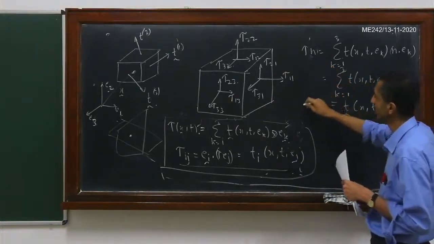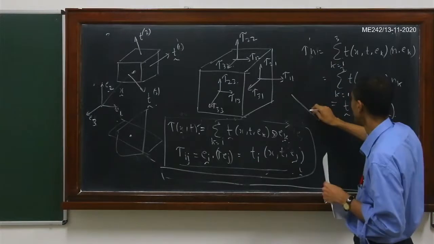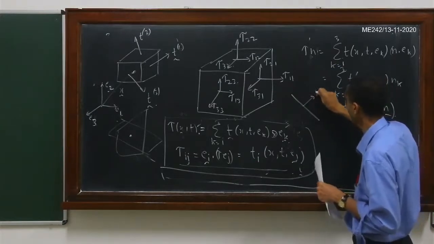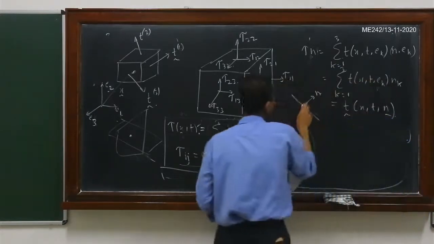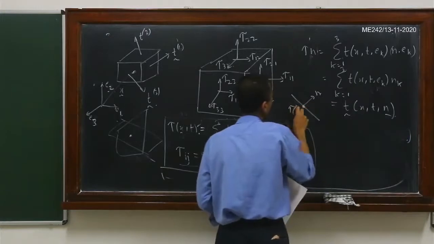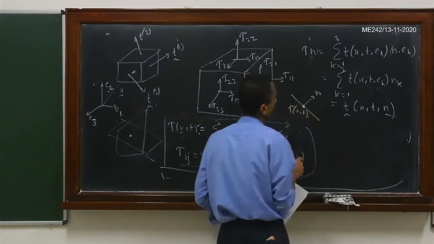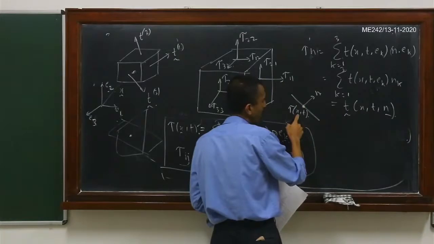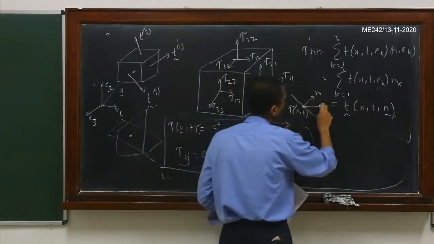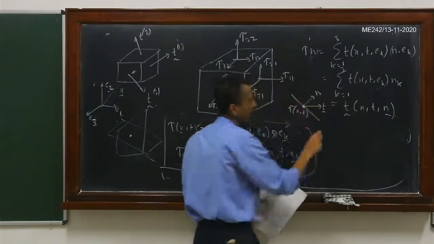So suppose you take some surface with some normal n, and the stress tensor at this particular point is tau of x, t. Then if you multiply this tau of x, t with n, you will get the traction that is acting on that particular surface here.